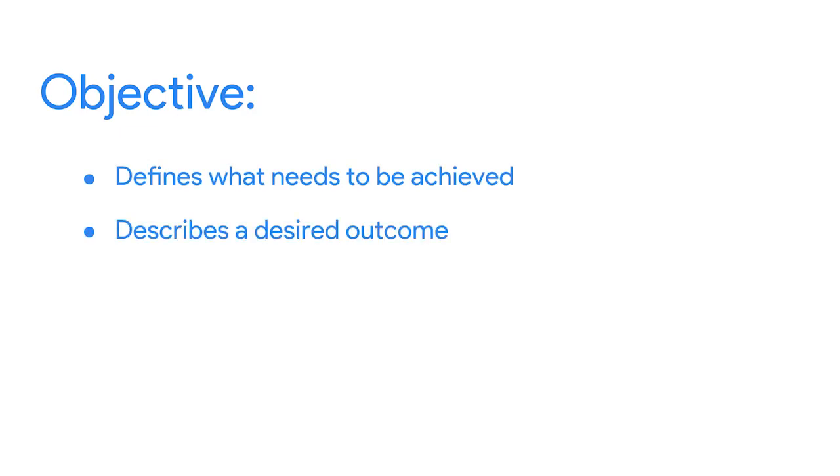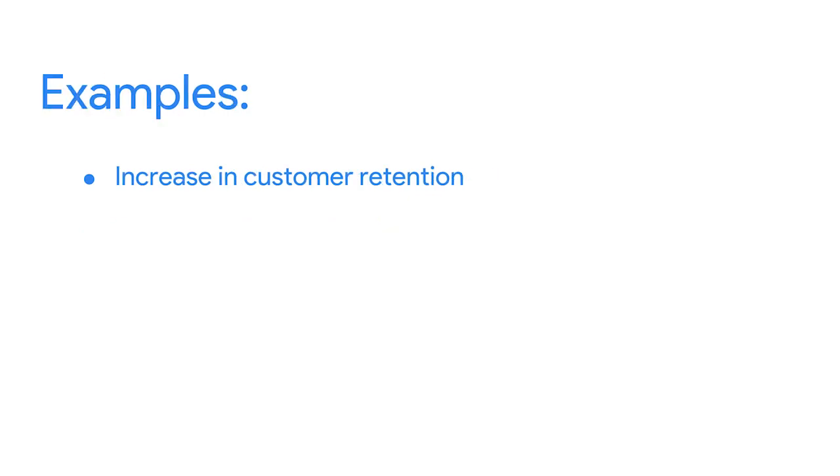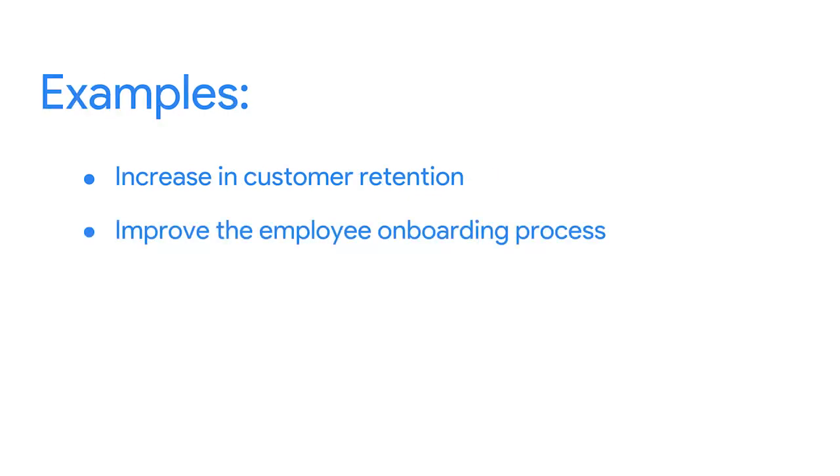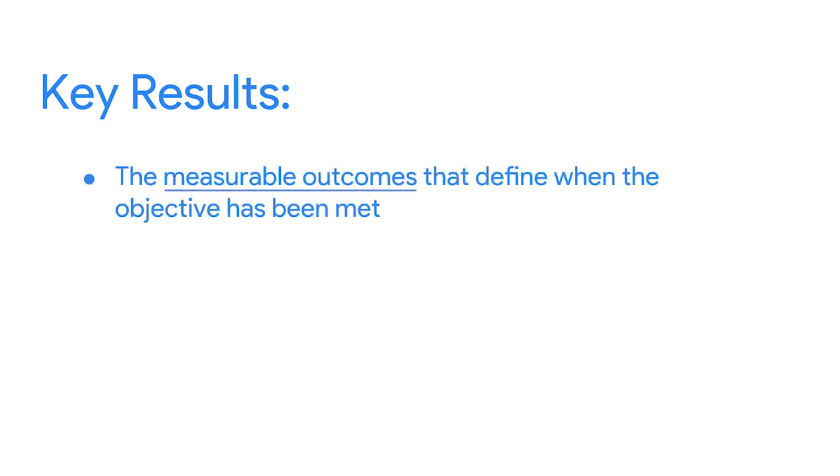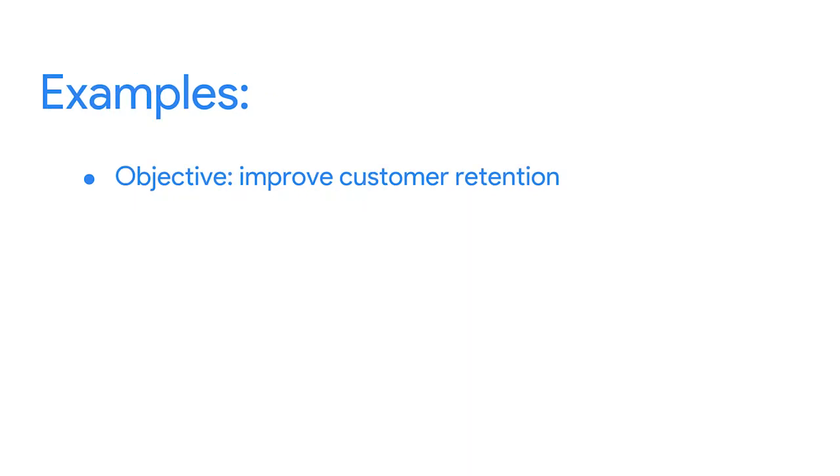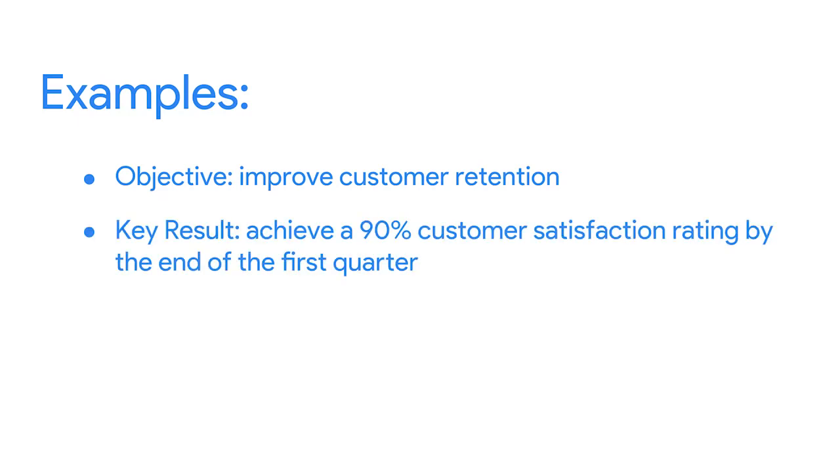Let's break this down. The O stands for objective and defines what needs to be achieved. It describes a desired result or outcome, such as an increase in customer retention or an improvement in the employee onboarding process. KR stands for key results. These are the measurable outcomes that define when the objective has been met. For example, if your objective is to improve customer retention, then a key result might be to have a 90% customer satisfaction rating by the end of the first quarter.